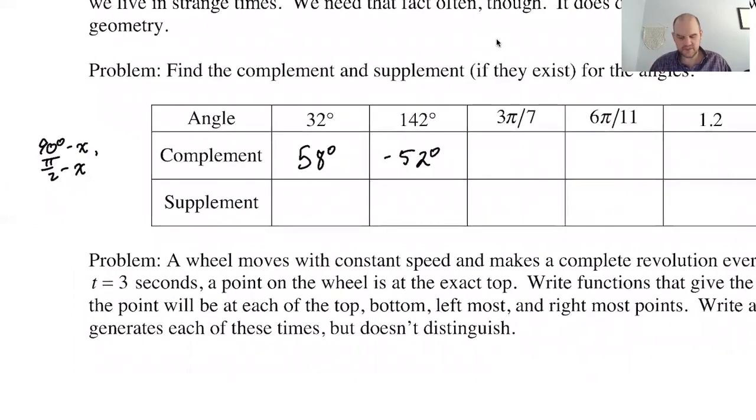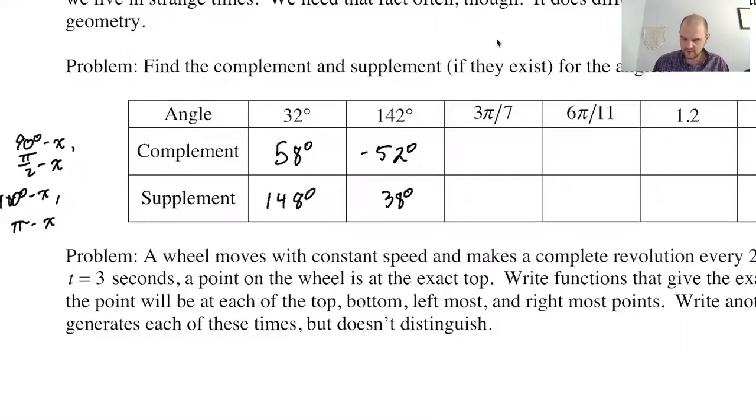All right, let's do the supplements while we're here, right? So it's going to be 180 degrees minus x, or it's going to be pi minus x. Just depends on what we're using. So for the first one, if I subtract 30, I get 150. So this will be 148. And then if I subtract 142, I just get 38, which in my mind, I always check by adding back in. So both of these have positive supplements, but 200 degrees has a negative supplement because you have to add negative 20 to it to get to 180. So supplements could be negative. They don't need to be positive for our purposes.